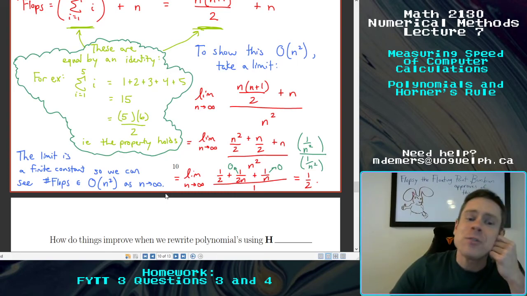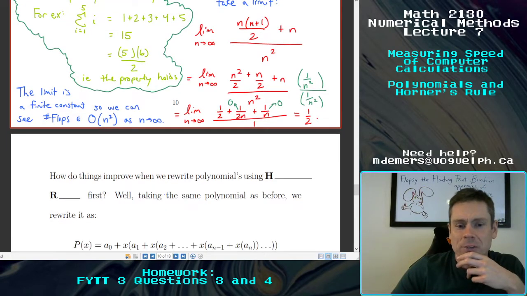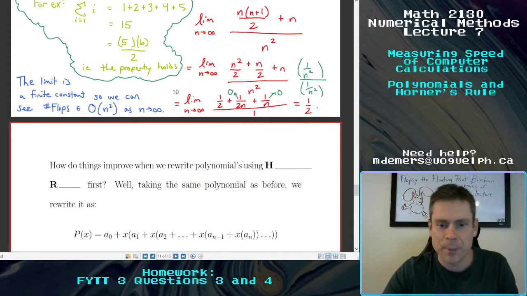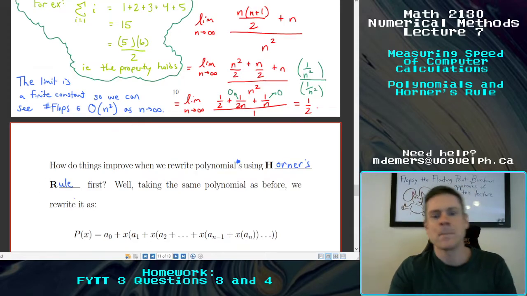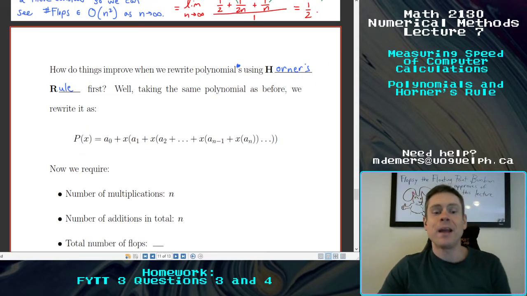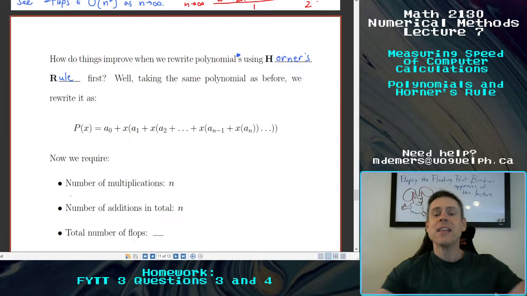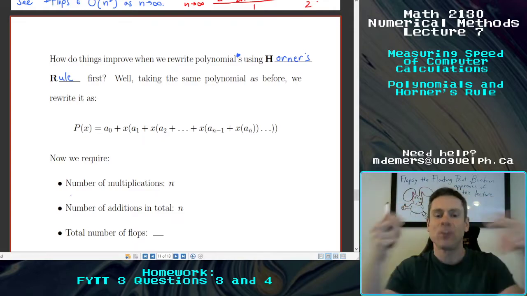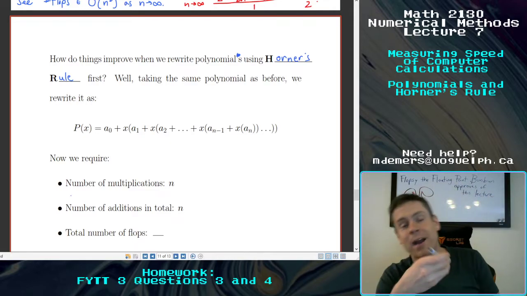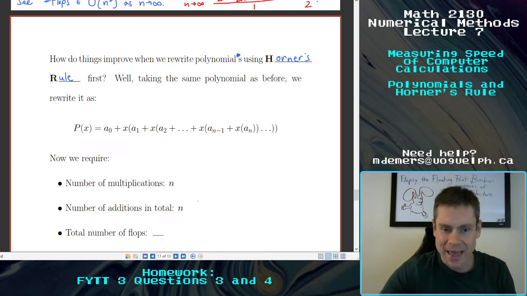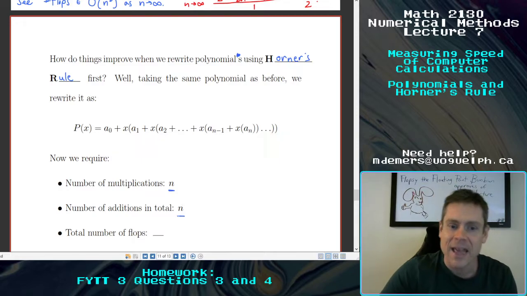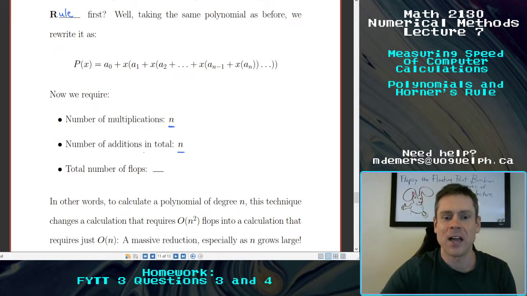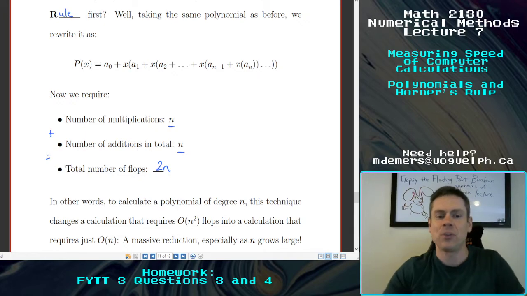So the question is now, how do things improve when we rewrite polynomials using Horner's rule first? Using Horner's rule first. Okay, taking the polynomial as before, we can write it in this way. So nesting that, factoring out one x at a time and going inside, inside, inside until we can't go any further. We now require, as we saw before in the one example, just n multiplications and n additions, and that gives us a total number of flops that's not hard to calculate. This plus this equals 2n flops in total.